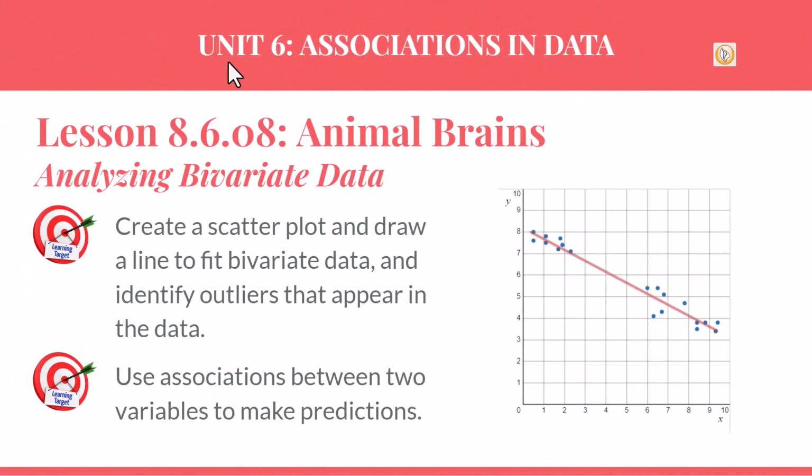Lesson 868, Animal Brains, Analyzing Bivariate Data. In this lesson, you'll create a scatter plot and draw a line to fit bivariate data and identify outliers that appear in the data. You'll also use associations between two variables to make predictions.